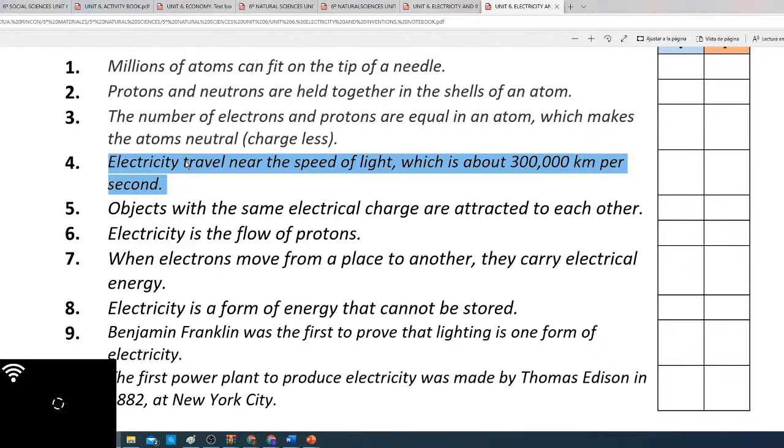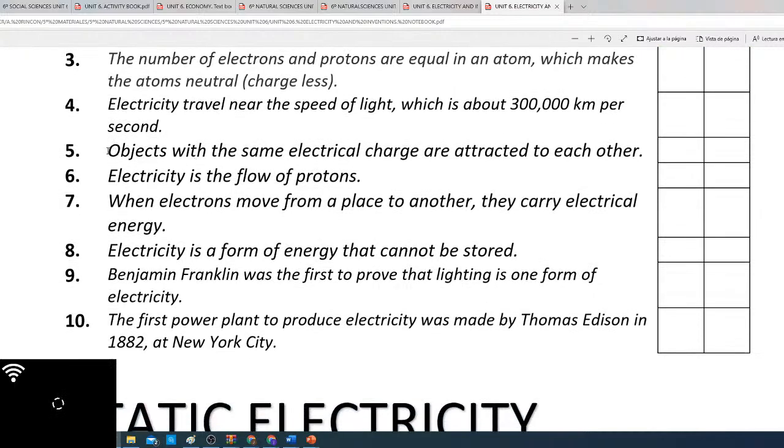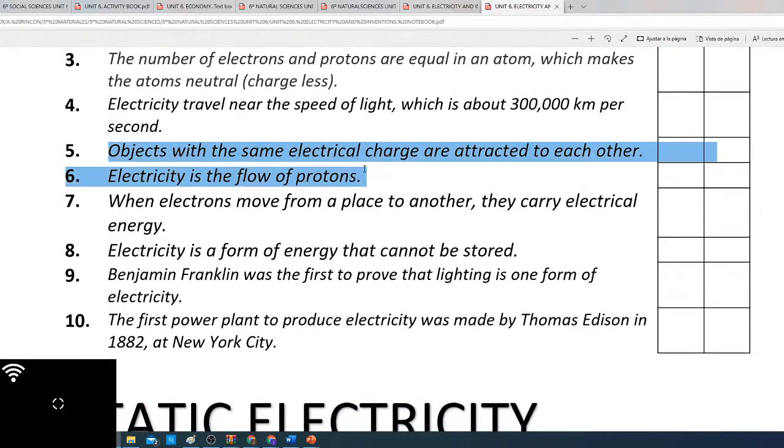The speed of electricity near the light speed. What do you think? Number 4. Do you think it's false? This is false, okay, because nothing travels at the same speed as light. So electricity is very fast, but not as fast as the speed of light.